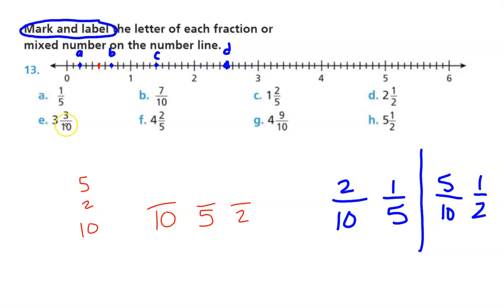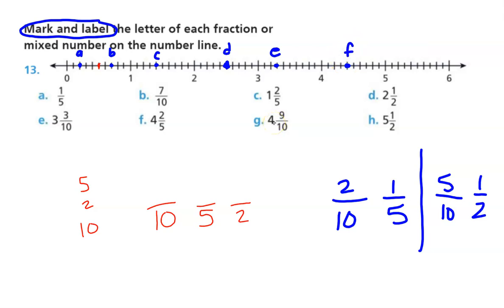Okay, let's look at E. It's 3 3/10. So again, I'm going to be somewhere between 3 and 4, and then it's 3/10. So 1, 2, 3/10 would be right there, and that should be letter E. Not C, that's an E. And then letter F is 4 2/5. So I know again that's going to be somewhere between 4 and 5. And then 2/5 is going to be 1/5, 2/5. So that's going to be right there. Label that with an F.